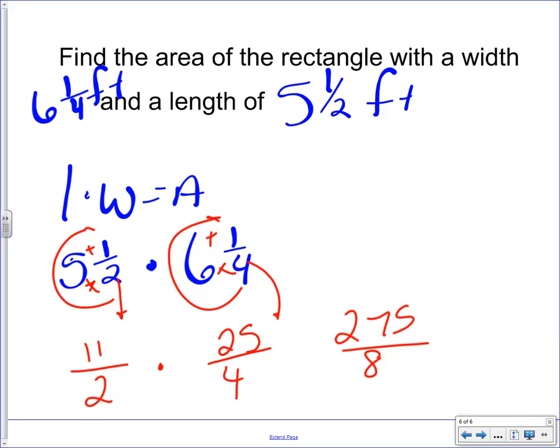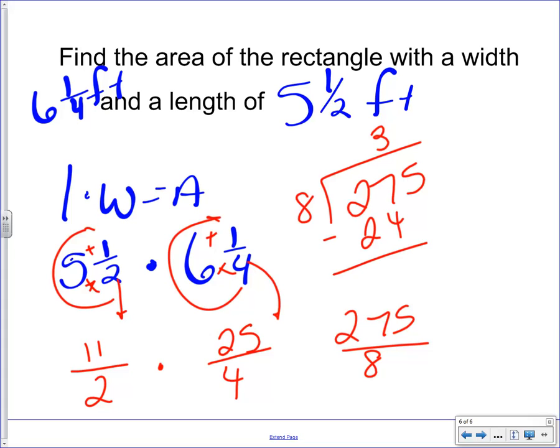I'm going to see if this will simplify. It does not look like it will evenly, so I'm going to do long division. And 8 goes into 27 3 times. Let's see. Yes, 3 times. So I'm going to have 24 there. I'm going to subtract. I'm going to bring down the 5. 8 looks like it goes into 35 4 times, which is 32. I'm going to subtract and I get 3.